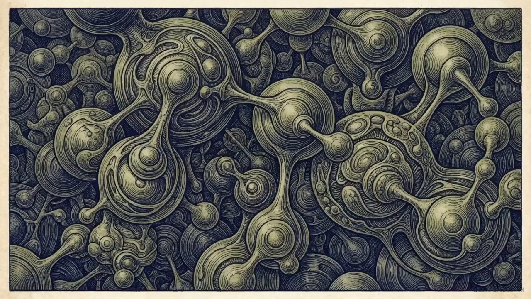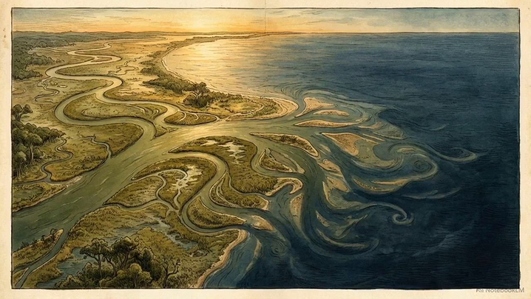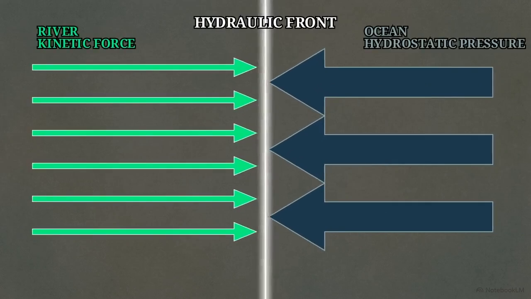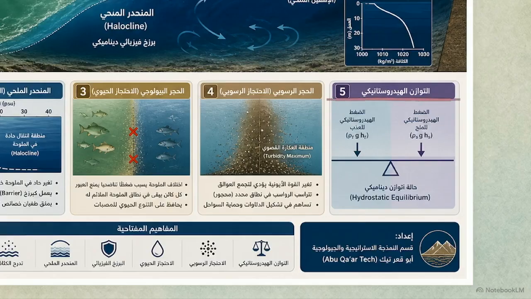If we pull back from the microscopic chemical reactions, we can see the entire estuary machine functioning as a single cohesive unit. It is a standoff between the massive, crushing physical weight of the ocean's depth and the relentless kinetic pushing force of the river's flow. The physical principle governing this standoff is hydrostatic equilibrium. This graphic illustrates the math, the pressure of the freshwater perfectly balancing the pressure of the saltwater.